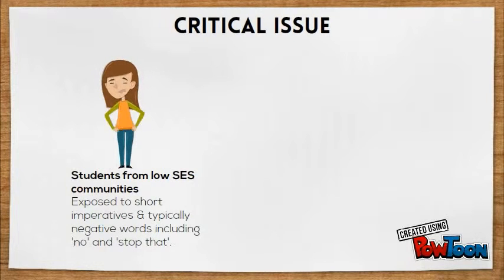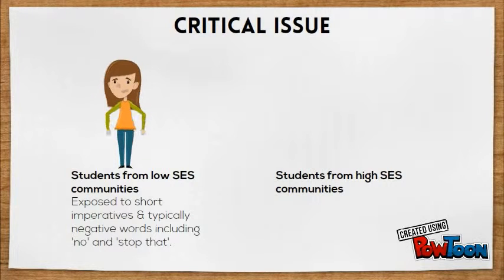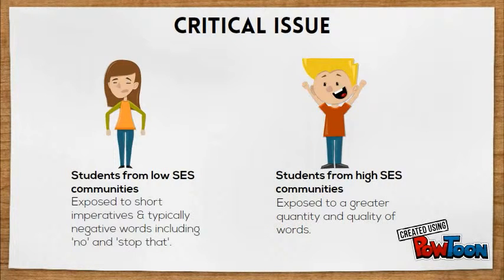Research has found that children from low SES communities were exposed to short imperatives and typically negative words, including "no" and "stop that." In contrast, children from high SES families tended to be exposed to a greater quantity and quality of words.